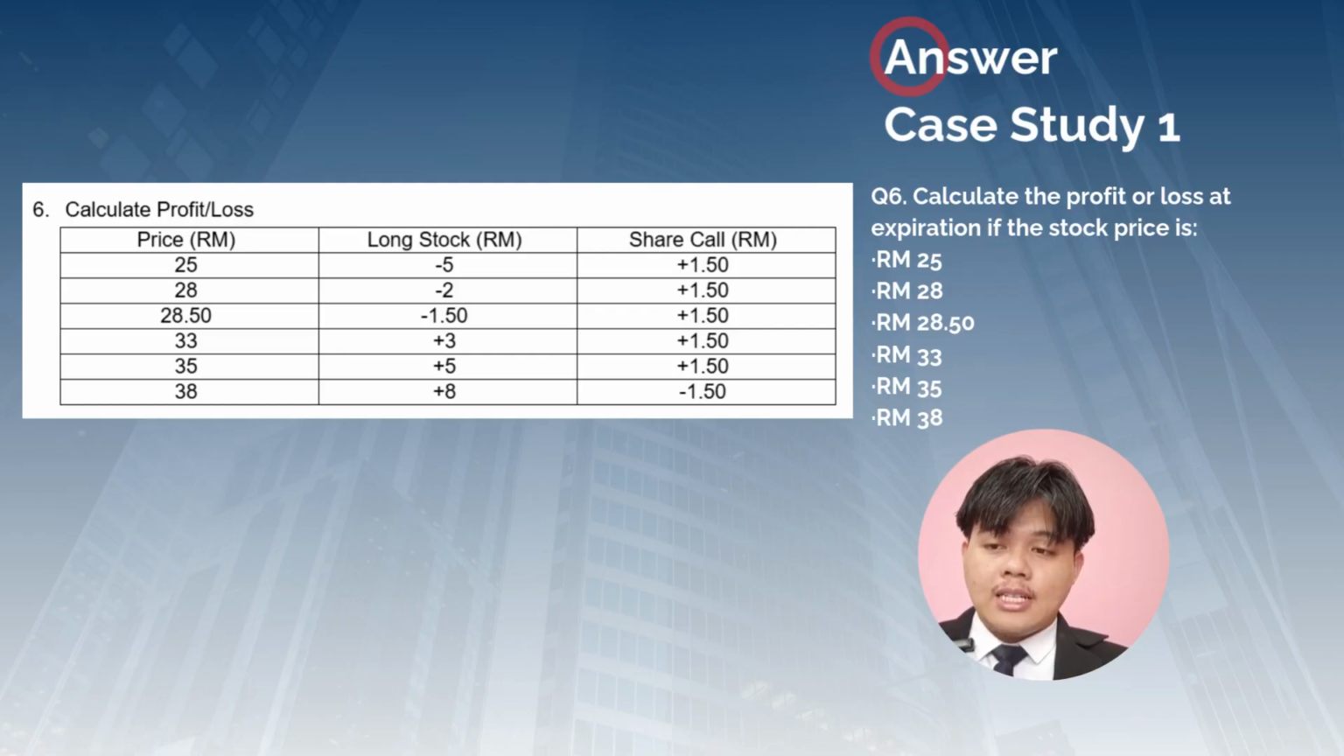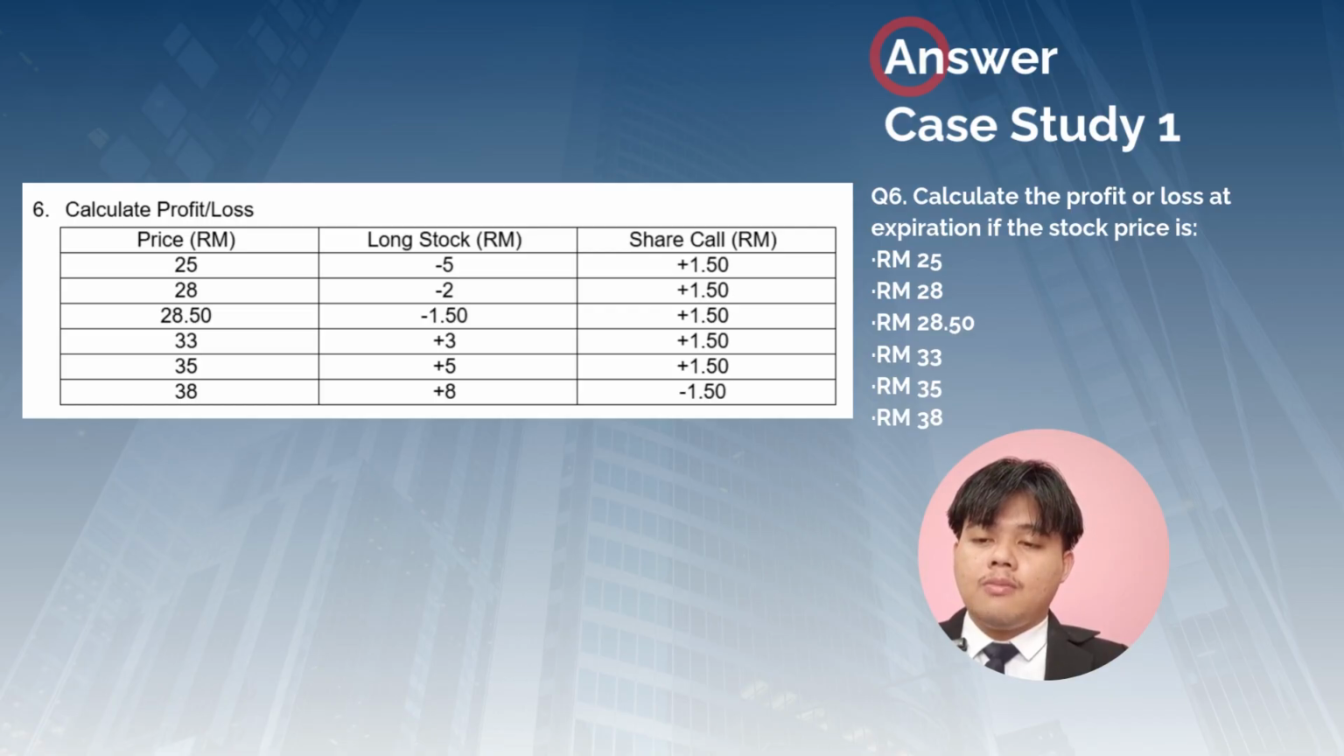At the break-even price, 28.50 ringgit, the long stock loss is reduced to 1 ringgit and 50 cents, while the short call continues to give 1 ringgit and 50 cents profit. When the stock price increases to 33 ringgit, the long stock now makes a profit of 3 ringgit, and the short call remains at 1 ringgit and 50 cents profit. At 35 ringgit, the long stock profit increases to 5 ringgit, while the short call still earns 1 ringgit and 50 cents.